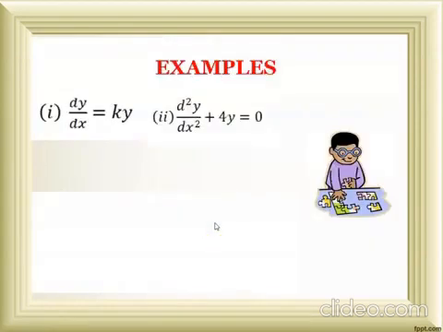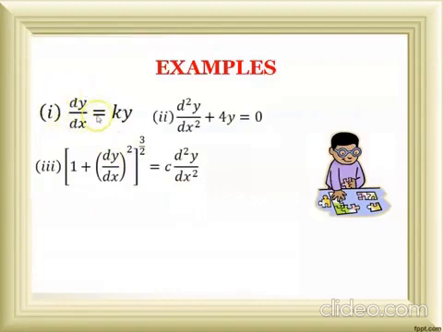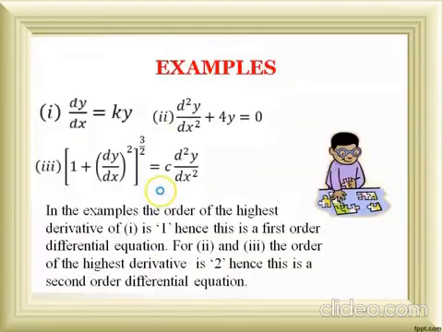Let us have an example. Here the highest order derivative is dy by dx. Here the power of d is the order. So here the d power is 1, therefore the order of this particular equation is 1. So the first example is a first order differential equation. In the second example, the derivative order is 2, d power 2, so this is a second order differential equation.